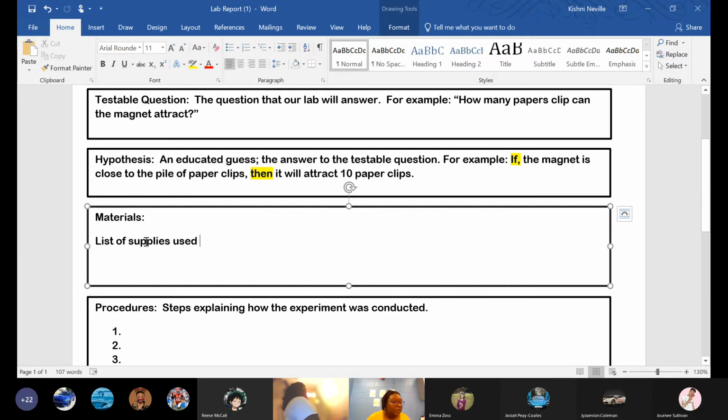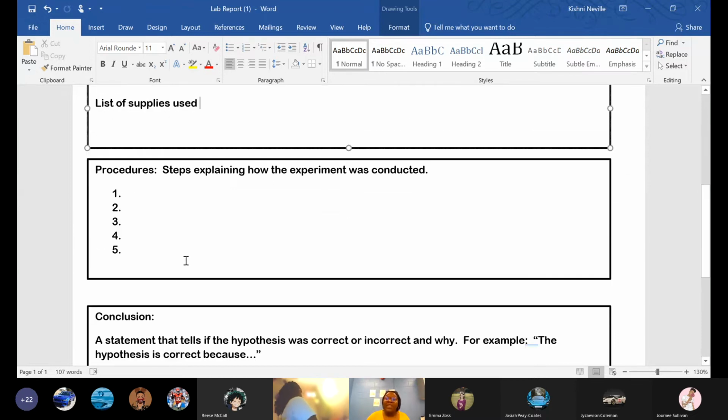Another thing about a materials list is that it needs to look like a grocery store list, like a list that your mom or dad take to the grocery store to buy things. Okay? How many do you need and what did you get? What did you use? Procedures come next. Those are the steps that explain how the experiment was conducted. What did you do? Step 1, step 2, step 3. And for a 6th grade experiment, you'll usually have no more than 5 steps for your procedures.